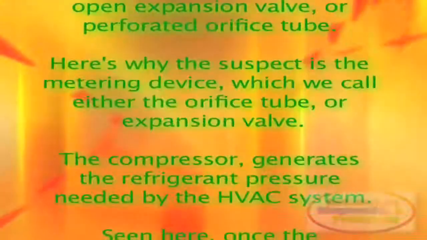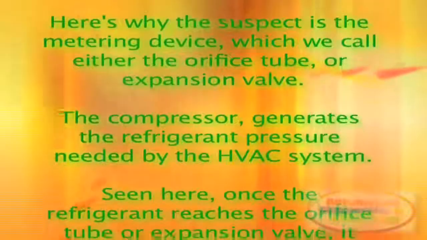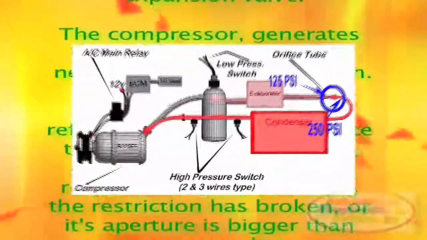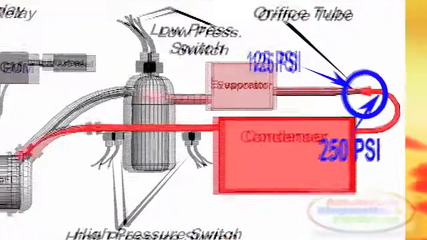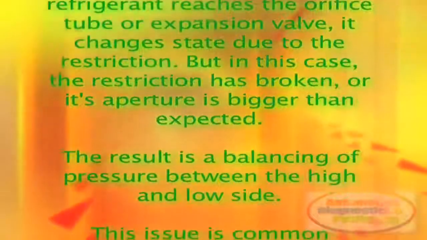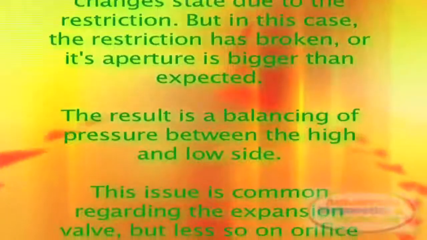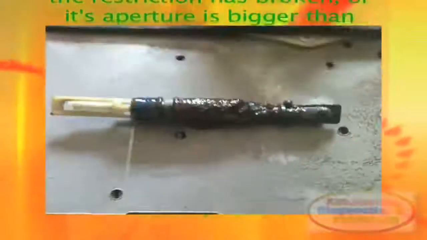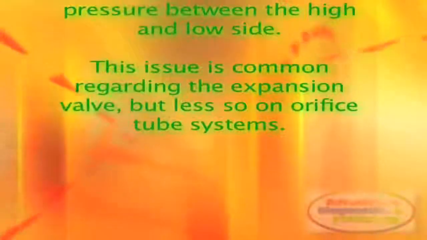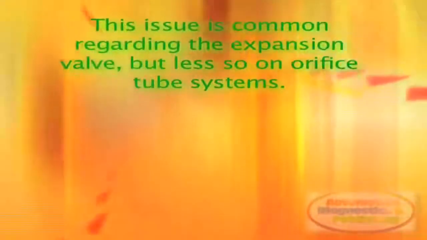The compressor generates the refrigerant pressure needed by the HVAC system. Seen here, once the refrigerant reaches the orifice tube or expansion valve, it changes state due to the restriction. But in this case, the restriction has broken, or its aperture is bigger than expected. The result is a balancing of pressure between the high and low side. This issue is common regarding the expansion valve, but less so on orifice tube systems.